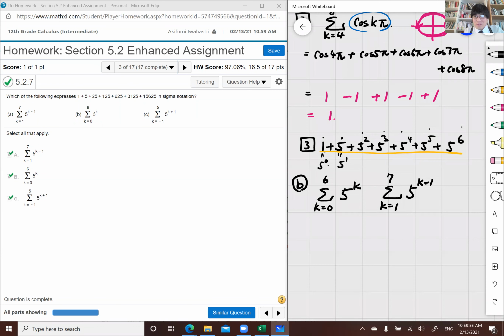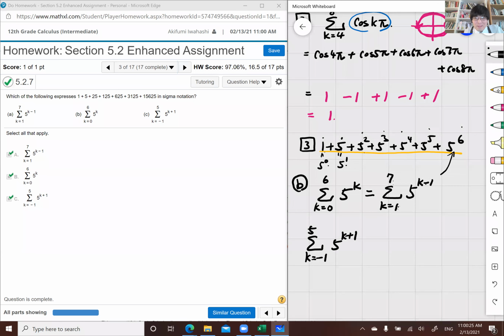K is 2, it's going to be 1. K is 3, it's going to be 2. And k is equal to 7 gives you 5 to the power of 6. So this is actually the same expression, the same thing in a slightly different way of expressing it. Okay. The other one is probably the same. It's kind of hard to come up with this notation, but let's see what this really means.